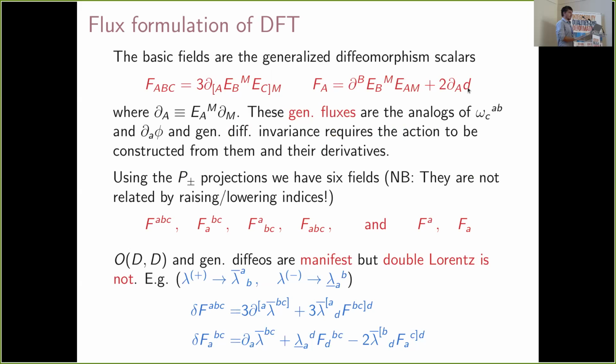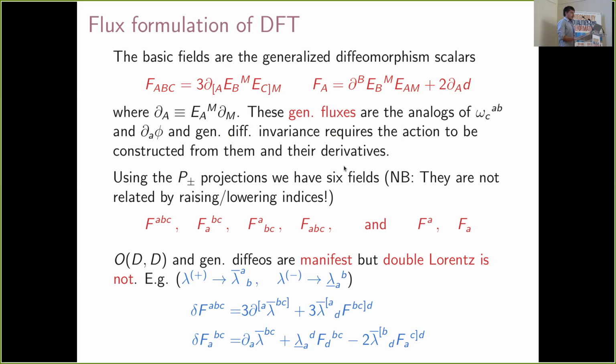But all they are is basically the analogs of the spin connection and the derivative of the dilaton. So I didn't introduce this D here, but it's the generalized dilaton. It's what replaces the dilaton in this double formalism. But this will not really play any role in what I'm going to say. But basically the 3-index object is like the doubled version of the spin connection. And generalized diffeomorphism invariance, so these are the generalized diffeomorphism scalars, then requires that you construct the action from these objects.